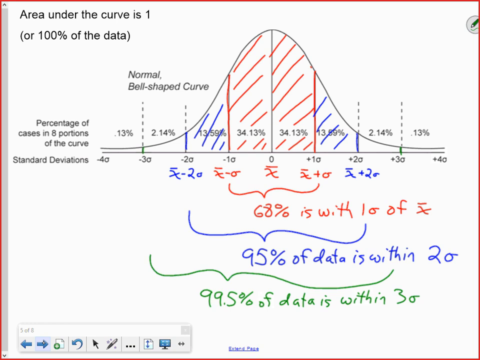Okay. So in each of these regions of the curve, there's always going to be a certain percentage of the data. And it's the fact that there's always a certain percentage of the data in these regions that lets us do these calculations with the normal distribution. We're going to get more into these kinds of calculations in the next lesson, but we'll do some fairly basic ones here today just so you get the idea.